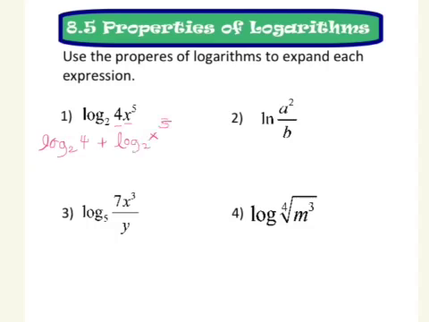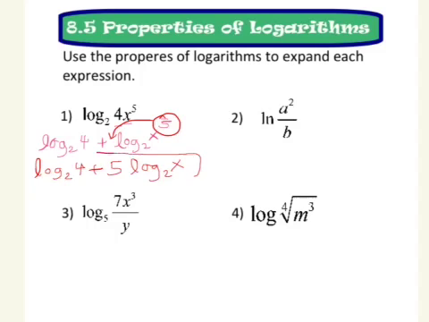Then I see that I have this exponent of x to the 5th. I'm going to use the power property and bring that down. So I'll have log base 2 of 4 plus 5 log base 2 of x. And now there's nothing multiplied, nothing divided, nothing in an exponent, so that's how I know that I'm finished expanding.